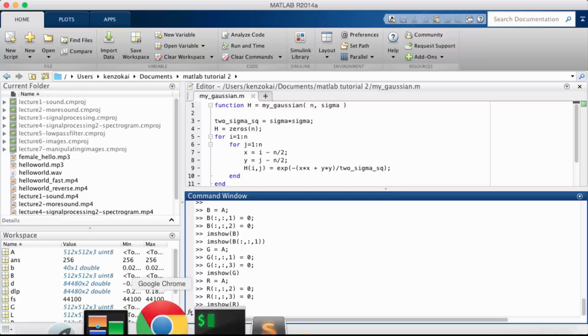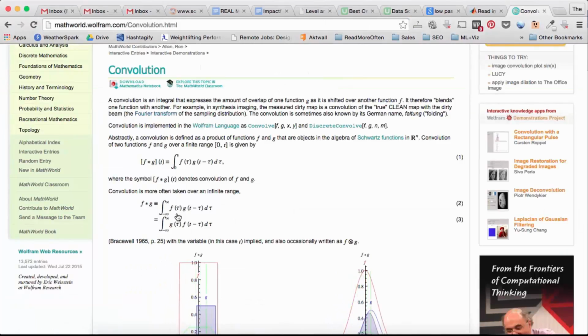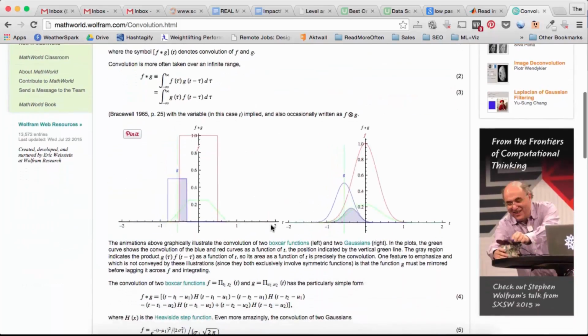So let's look at the definition of convolution. Convolution is also known as the star operator, and it's the integral of one function with another with this dummy variable. So you can see this sliding motion that I was talking about. Now this won't make a lot of sense to you if you haven't studied calculus before.